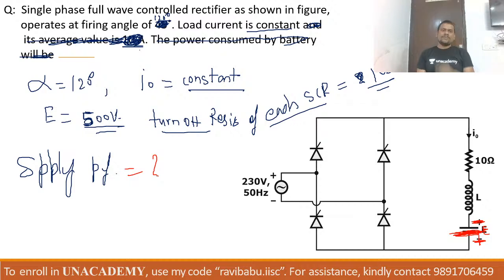Okay, see beta, single phase full wave controlled rectifier as shown in figure operates at triggering angle of 120 degree. I naught is constant. E is 500 volt. Turn on resistance of each SCR is 1 ohm. The polarity of E you can see here, minus and plus. Top is negative, bottom is positive. Supply power factor you have to tell. So I naught is 33 ampere. Very nice beta. See here beta.